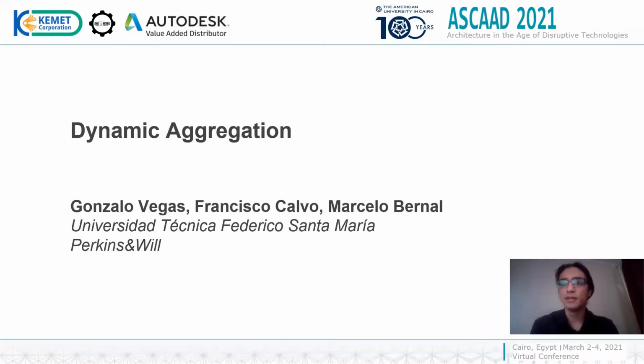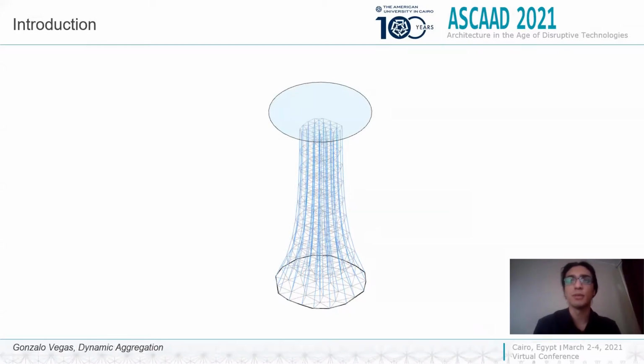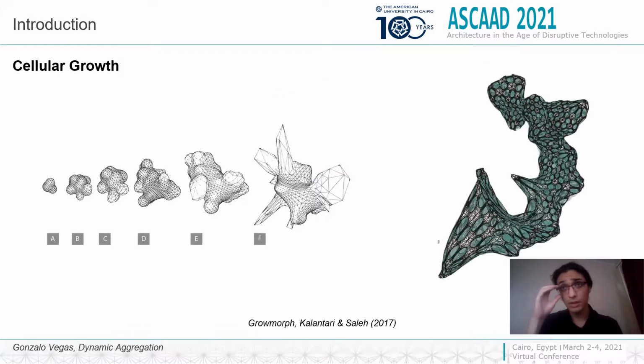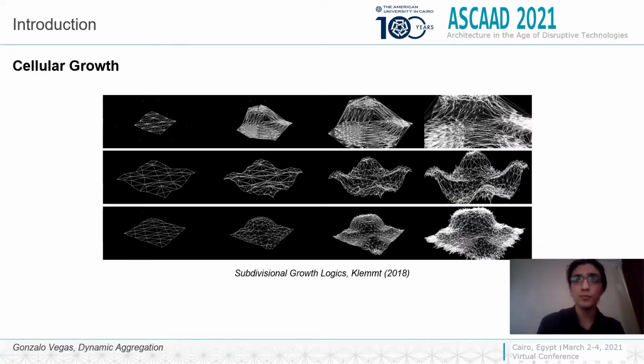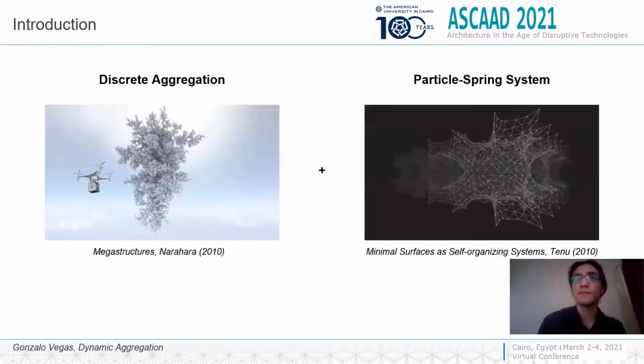I will present you the dynamic aggregation model, a form-finding tool to generate volumes with emergent topological configurations from a set of surfaces. Dynamic aggregation is based on cellular growth, a biomimetic technique based on cell reproduction to generate geometric proliferations, usually by adding new vertices to a mesh. And as we can see, cellular growth is constrained to generate surface-like results, usually expanding or contracting a mesh.